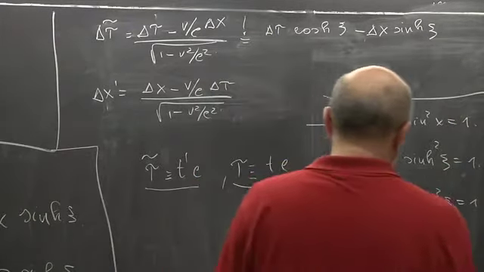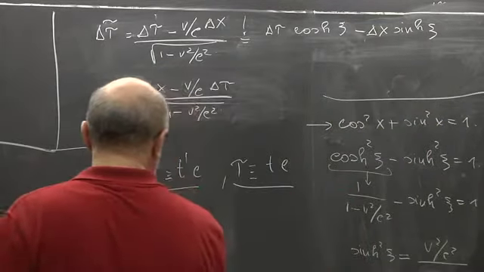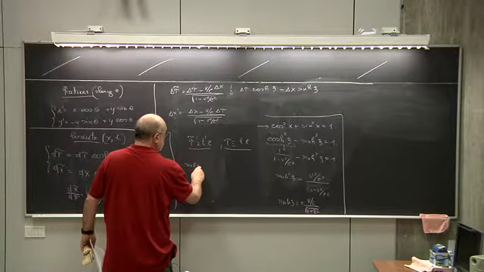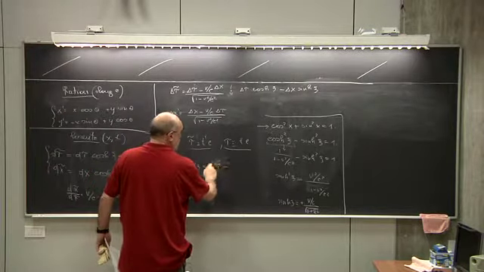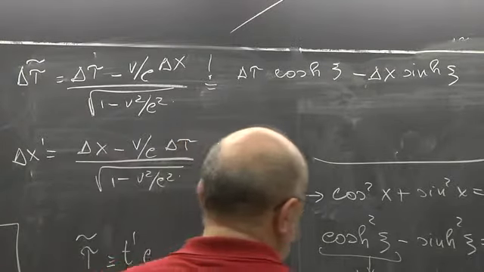Now we have to prove the second one. Let's remember this relation. Let's keep it down here. That sine hyperbolic psi is equal to v over c divided by the square root of 1 minus v square over c square.